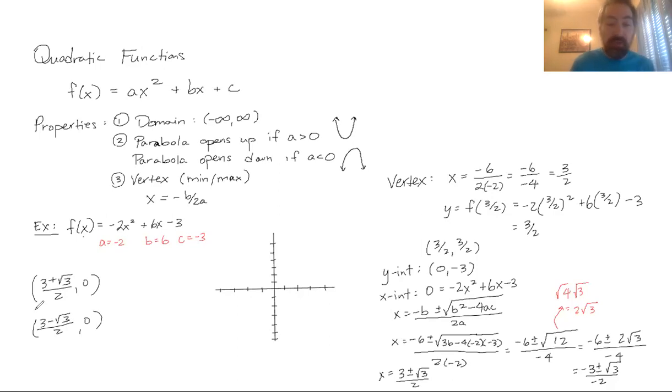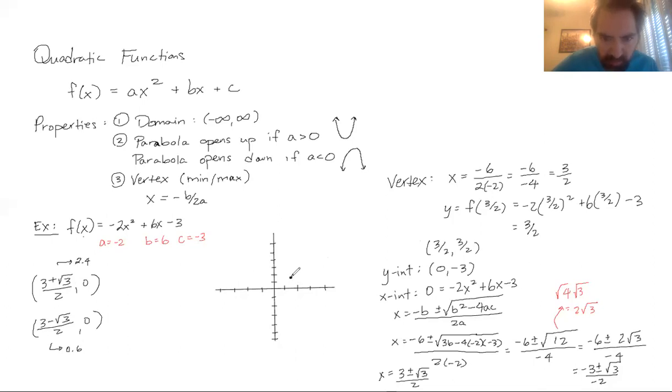For the purpose of graphing, you may want to get a decimal approximation, though. Now, as a decimal approximation, (3 plus square root of 3) over 2 is about 2.4. (3 minus square root of 3) over 2 is about 0.6. Okay, so now we've got the vertex, we've got the x and y intercepts. Let's plot these and then draw out our parabola. So the vertex, 3 halves, comma 3 halves, that's 1.5, comma 1.5. So here's 1.5 and 1.5.